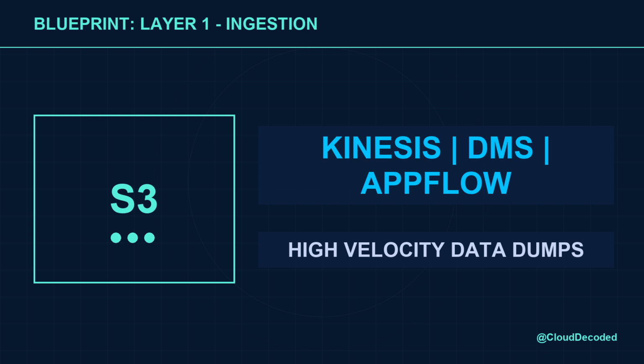Data comes from everywhere. For real-time streams like website clicks or IoT sensors, we use Amazon Kinesis. For database migrations from your on-premise servers, we use AWS Data Migration Service or DMS. And for SaaS apps like Salesforce or Zendesk, we use Amazon AppFlow. All these tools have one thing in common: they are designed to dump data directly into S3 at high velocity.